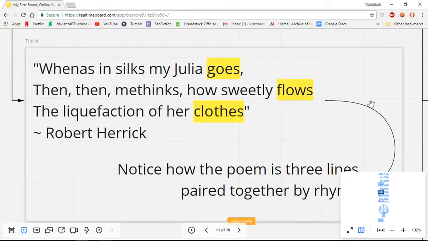This poem by Robert Herrick is an example of a triplet. And notice how the poem is in three lines paired together by a similar rhyme at the end. So goes, flows, and clothes all rhyme together.